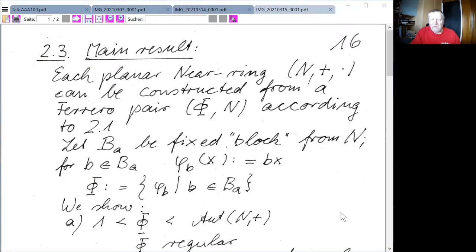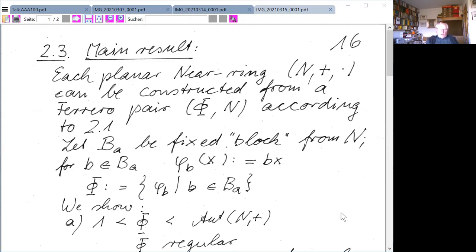2.3 main result. The main result in this context is not only how we get from a Ferrero pair a planar nearring, but the point is each planar nearring (N, +, ·) can be constructed from a Ferrero pair (Phi, N) according to 2.1. Remember, we made this construction.